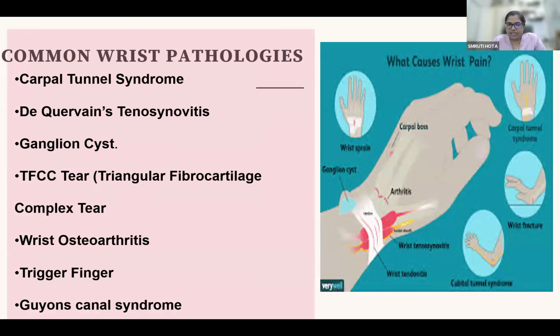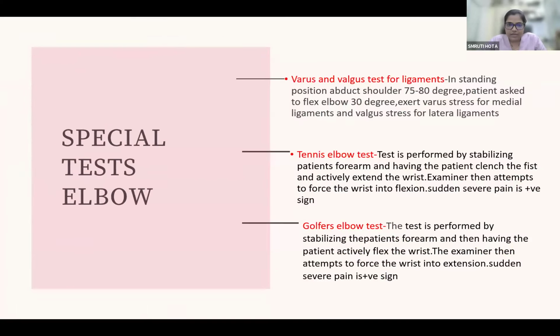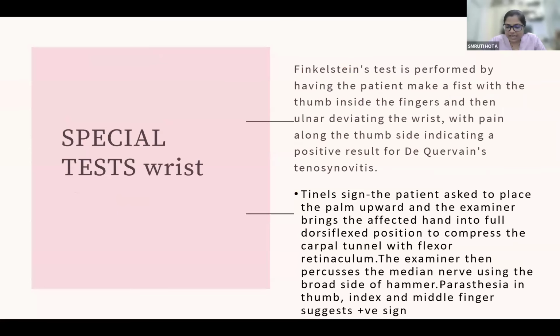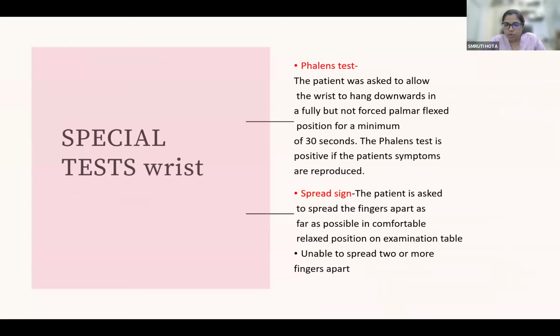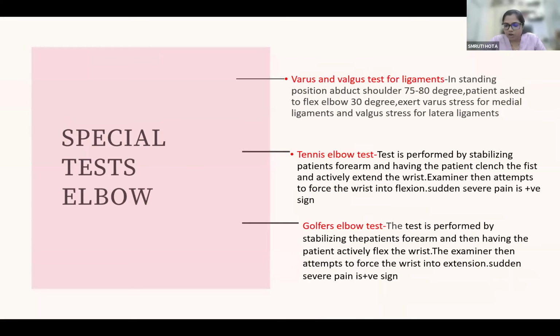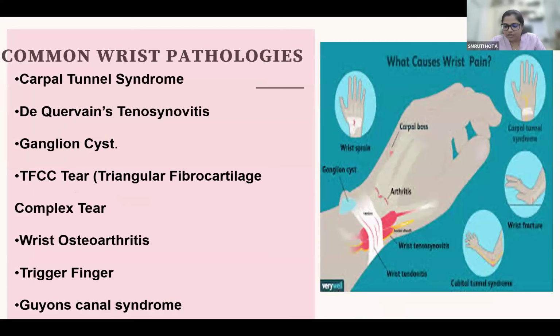Then we will discuss a few common wrist pathologies. Here I am not going into details of the examination part. All these tests and examinations are written in the clinical methods book. Please go through it once. All the tests have been written there with good pictures. Please revise it a few times so that you can perform nicely.